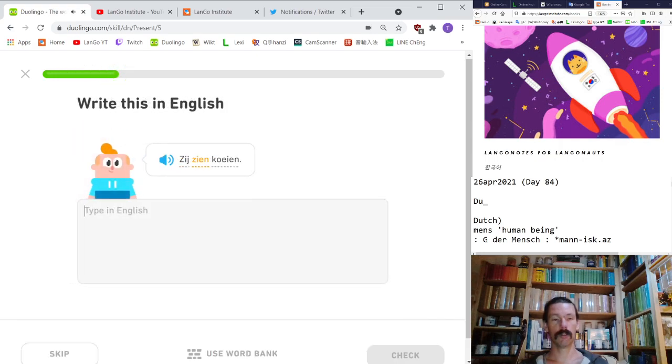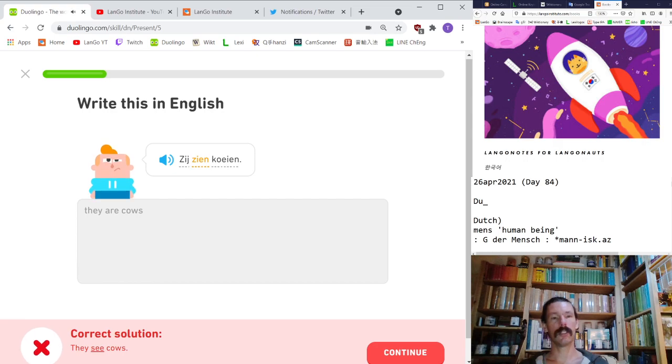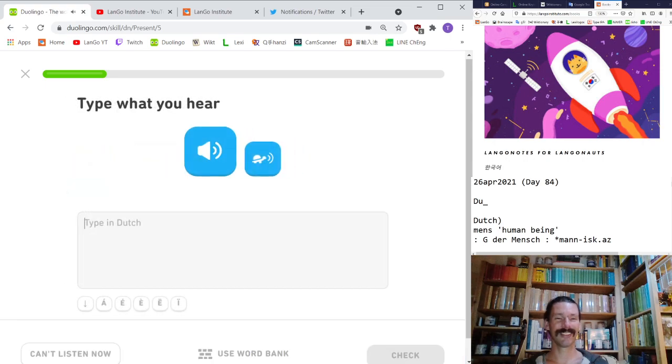Zij zien koeien. They are cows. Koeien, with a yod sound. They see. It says zij zien, not zijn. So the verb of being and the verb of seeing are similar sounding. I got them mixed up here. It should be they see. Wij zien het boek niet.